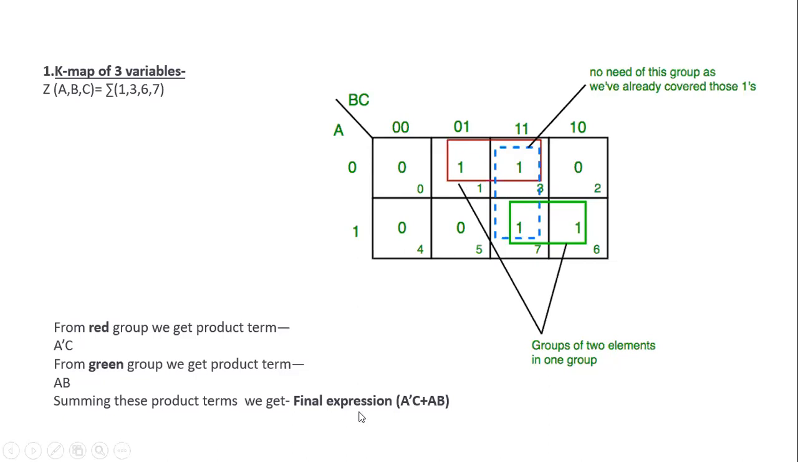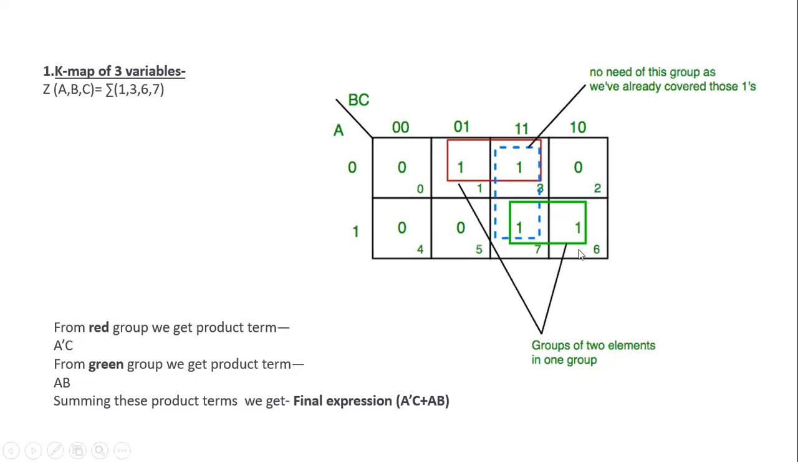0 is there, so you are writing A bar here. Then you look at the BC part. You can see B bar and B are complementary, so B is removed. What you are left with is C. So it has become A bar C. Since it's SOP, you are writing in product form followed by a plus sign.